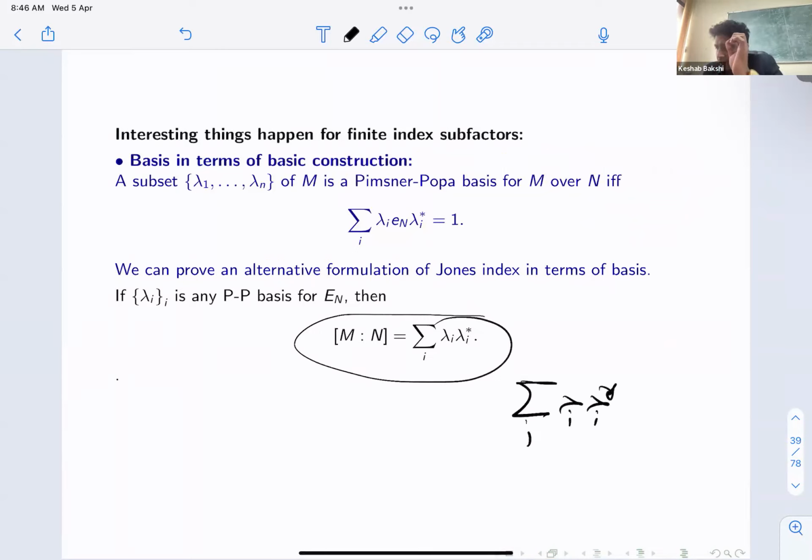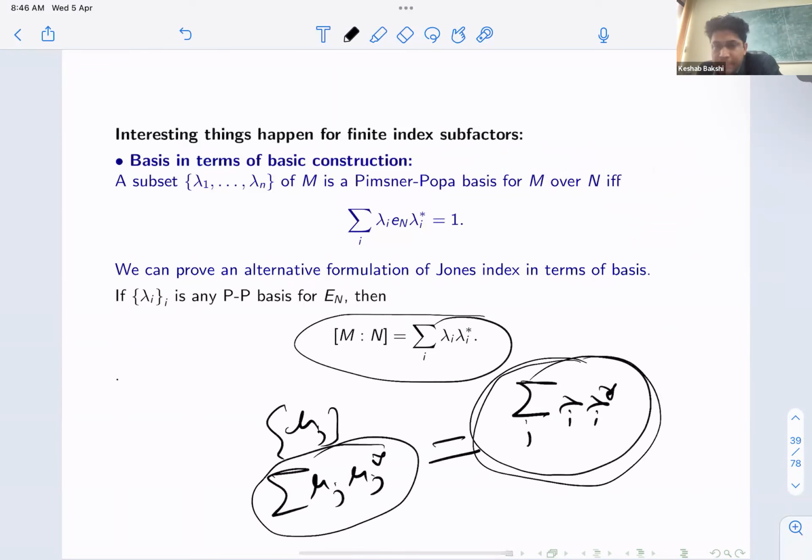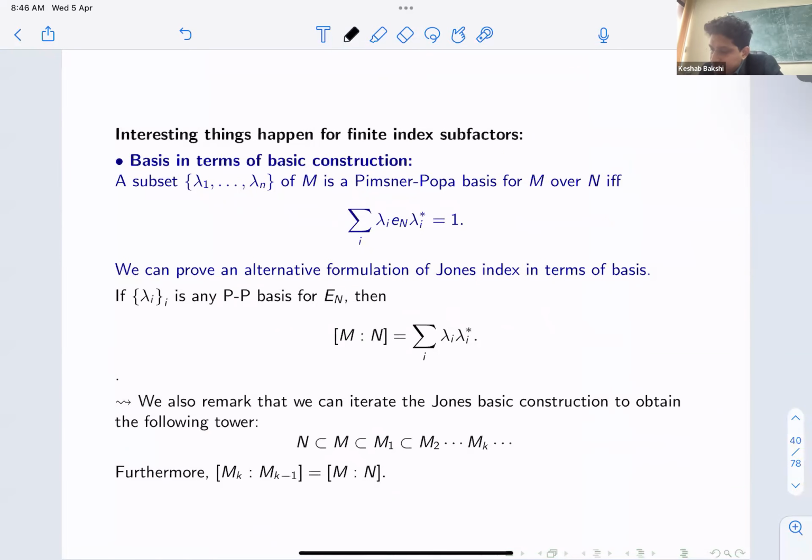One caveat is that if you have another basis, mu_j, still that sum will be constant. So the summation of mu_j mu_j star will be the same as the summation of lambda_i lambda_i star. And this quantity, the scalar, is one of the things in the Pimsner-Popa basis. And this is called the Jones index. This you can define as the Jones index.